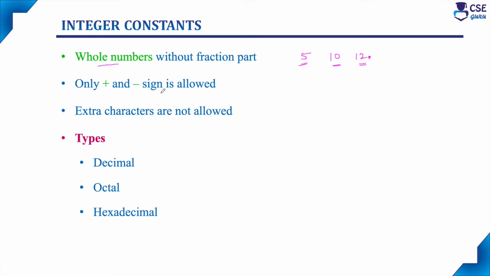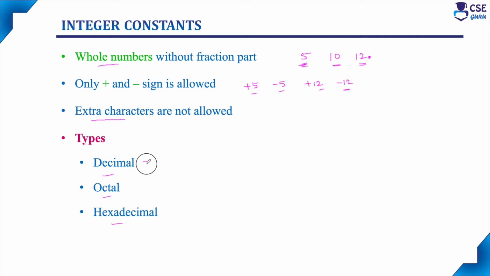Only plus and minus sign is allowed. That is plus 5, minus 5 or plus 12, minus 12. Likewise, this is a valid integer constant. So, along with the whole numbers, only plus and minus sign is allowed. The extra characters are not allowed. There are three types of integer constant. One is decimal integer constant, octal integer constant, and hexadecimal integer constant.